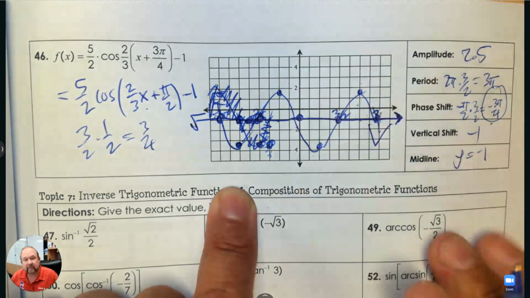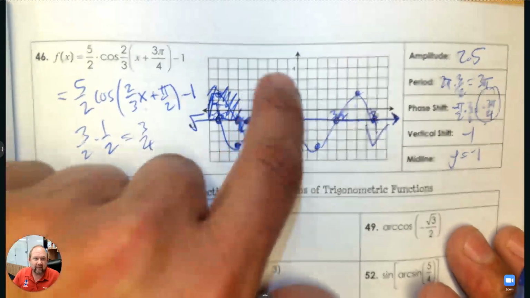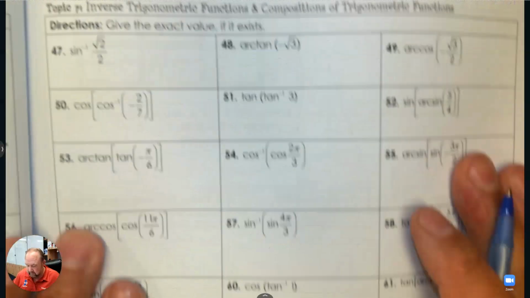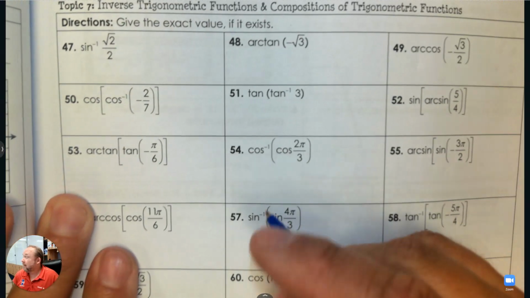Ignore this part, so you can see it going through. All right, enough of that. Let's end with some inverse trig for this one.